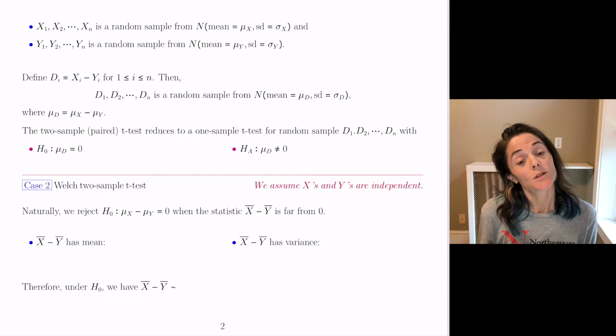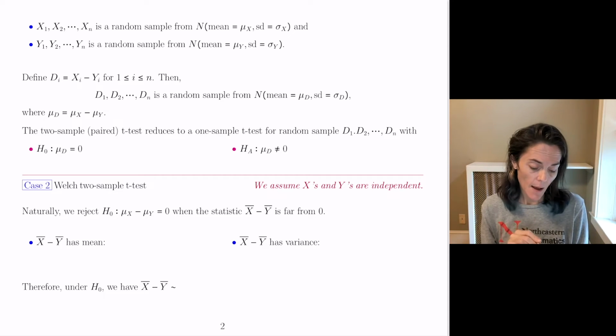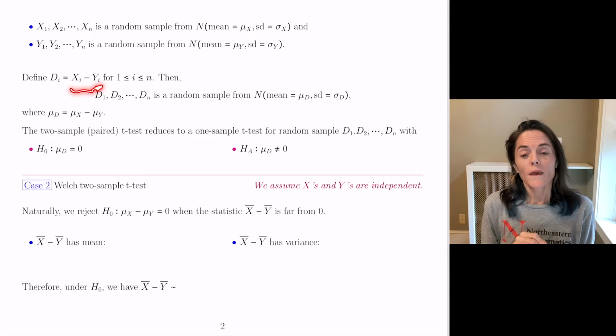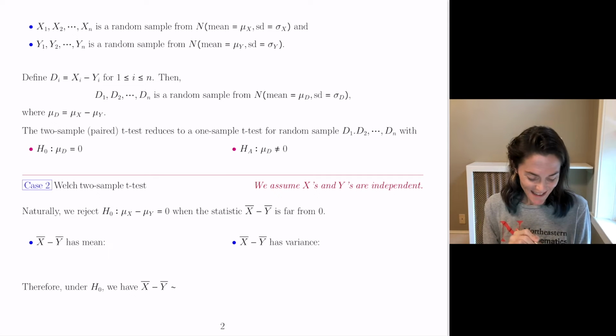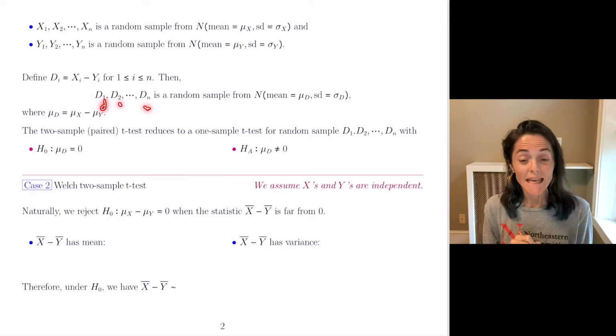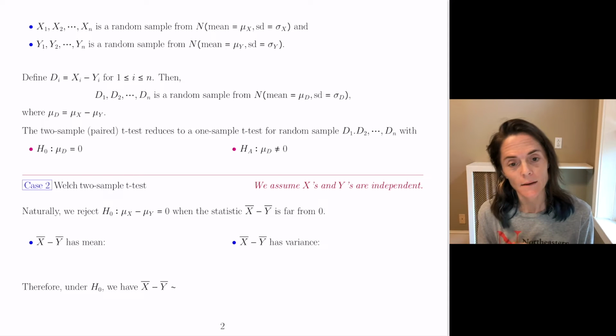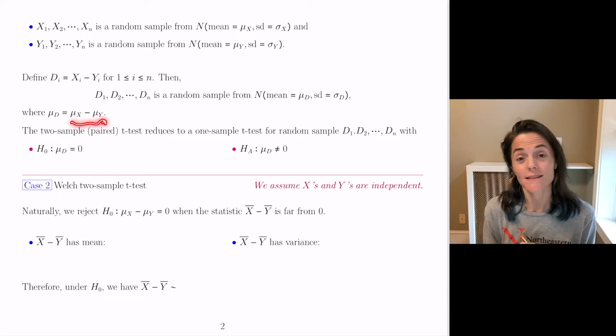Well, what we can do is define this d sub i. You can think of this as the difference. Take xi minus yi. Okay, so then d1, d2 through dn is a random sample from a normal distribution, and the mean will be exactly just the difference of the two means.